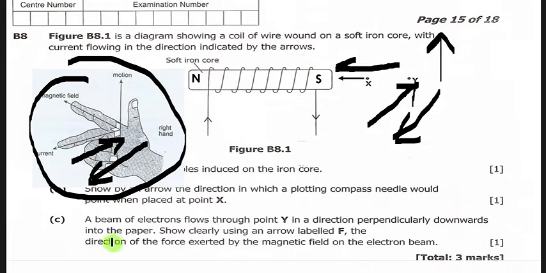So when they say now show clearly using an arrow labeled F, it will be like this. That's when I realized the first answer I gave was wrong.